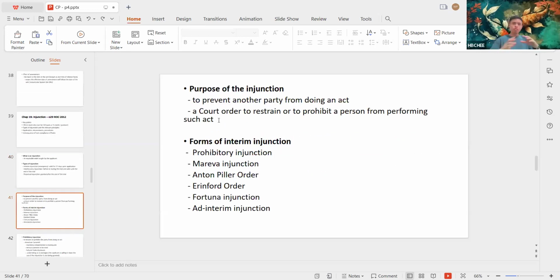Now, the purpose of the injunction is to prevent another party from doing a certain act, or another way to say it, a court order to restrain someone from doing such act. There are a few types of interim injunction, like prohibitory, which is very general, Mareva injunction, Anton Piller, Erinford, Fortuna, and ad interim. We will discuss each type later.